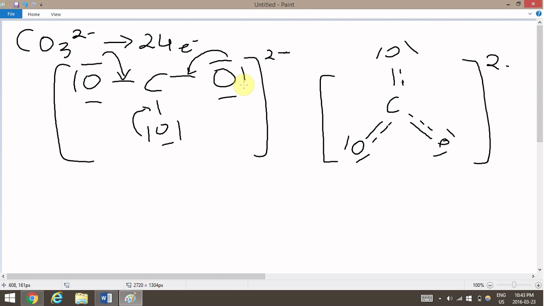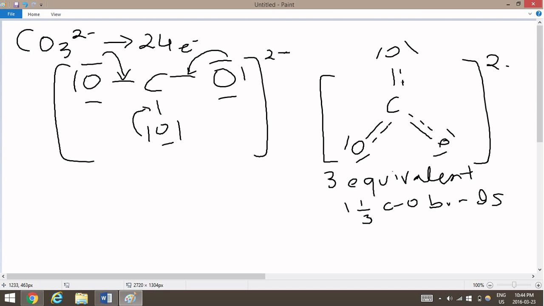Now before I go on, that means that this compound has 3 equivalent 1 1/3 CO bonds.